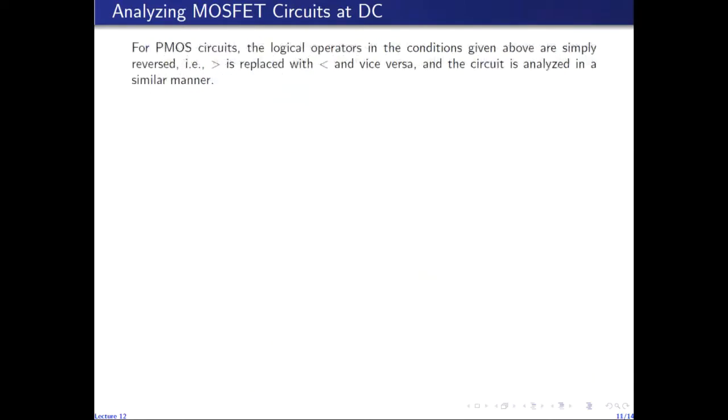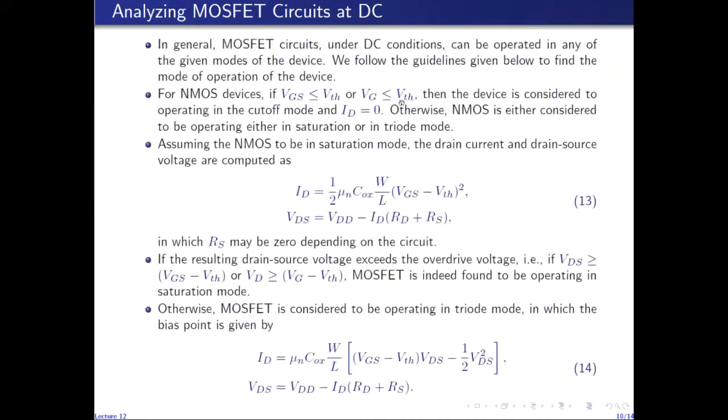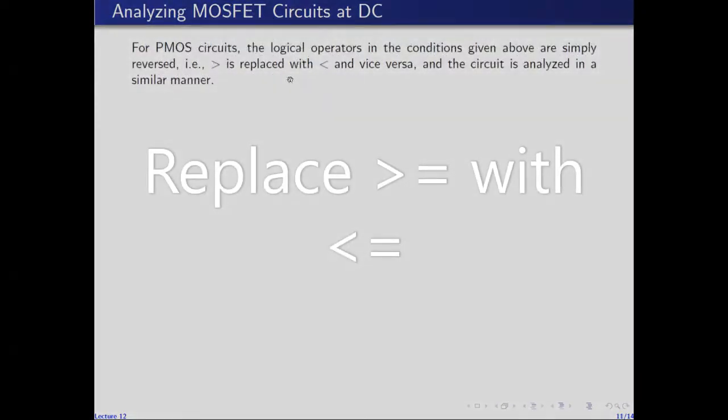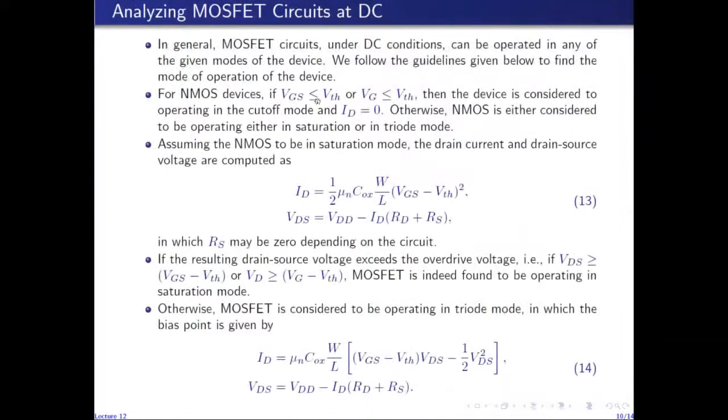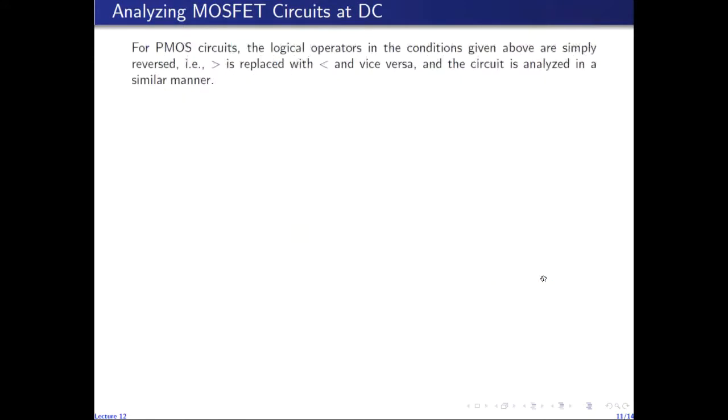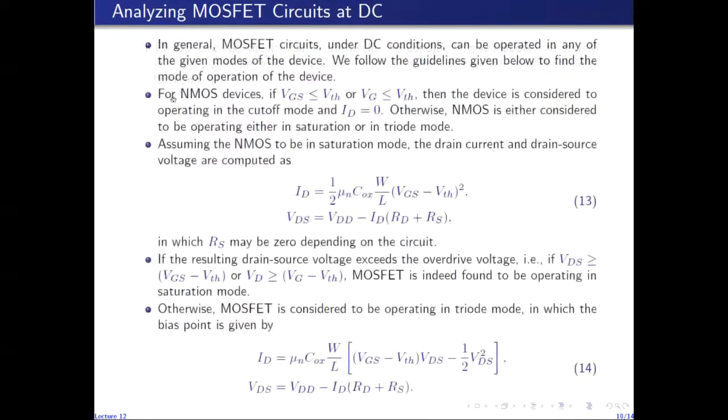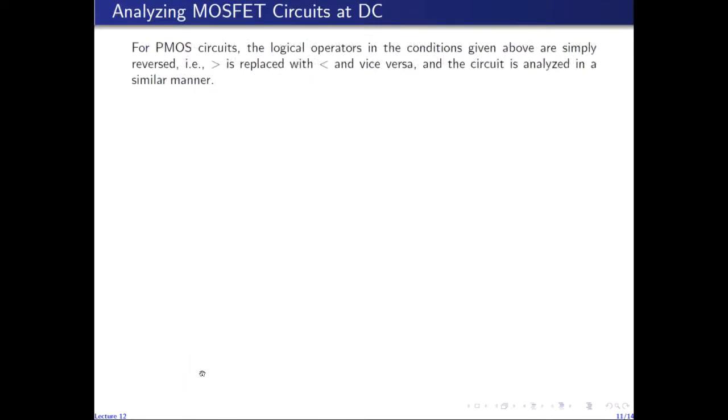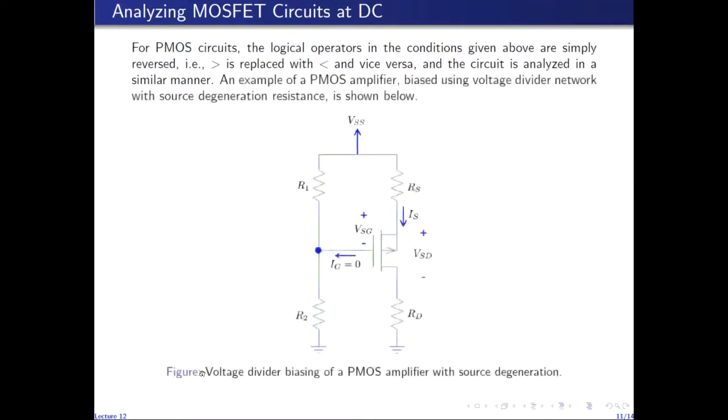For PMOS circuits, all you need to do is replace these operators with their inverse. That is, you need to replace this less than or equal to sign with a greater than or equal to sign, and this greater than or equal to sign with the less than or equal to sign. You can use the same guidelines for analyzing PMOS circuits at DC.